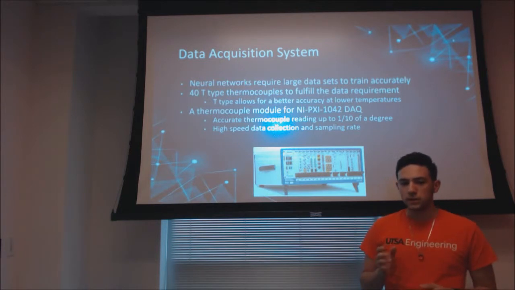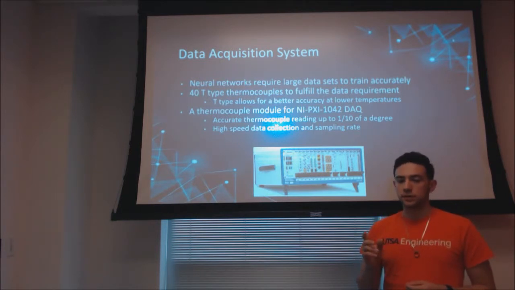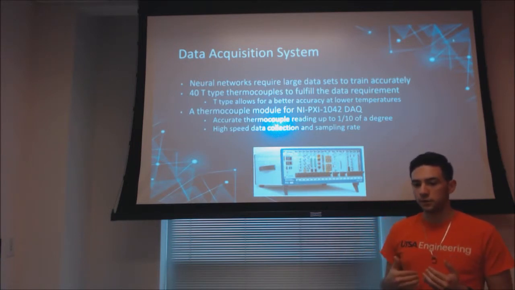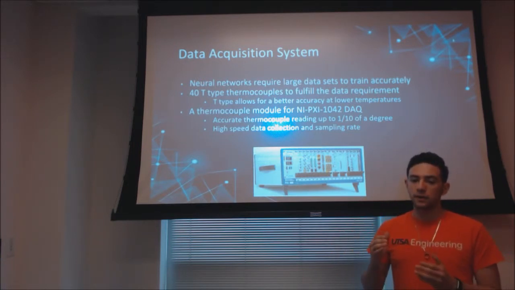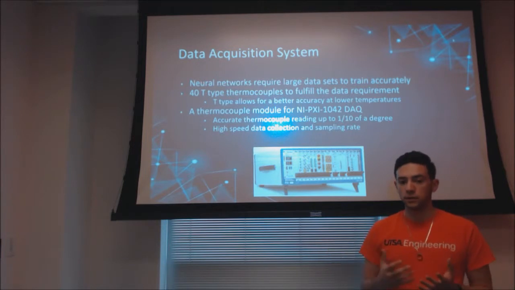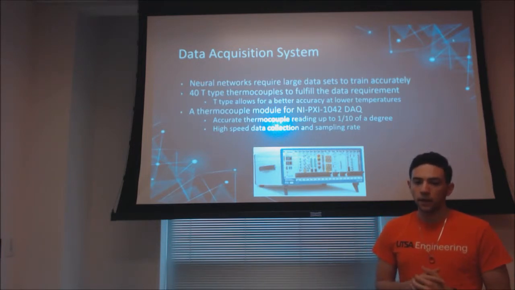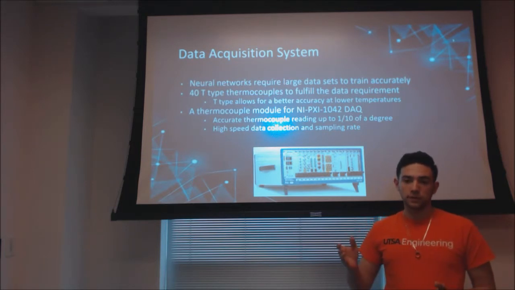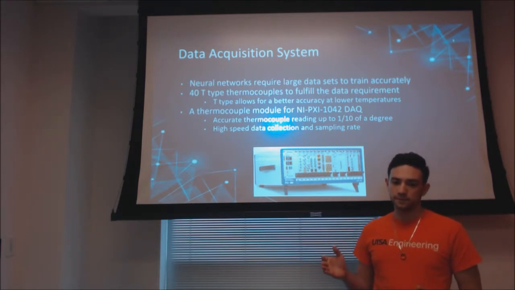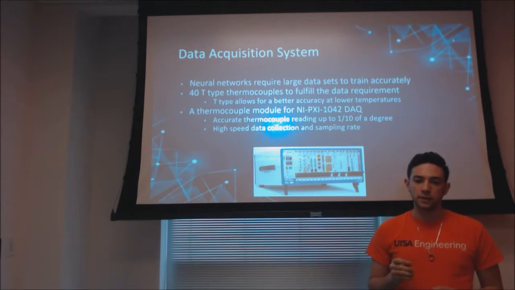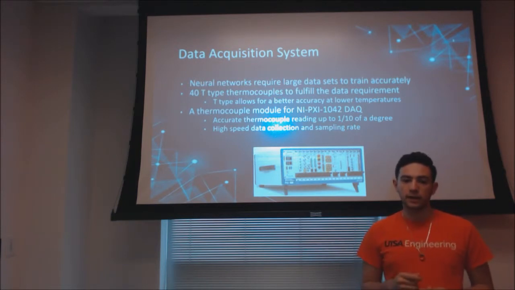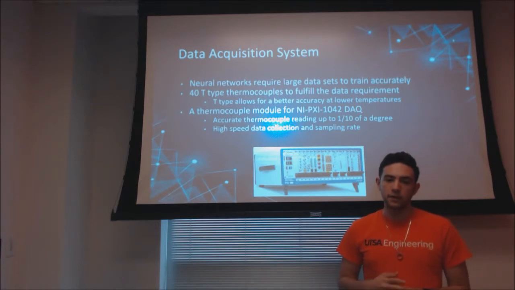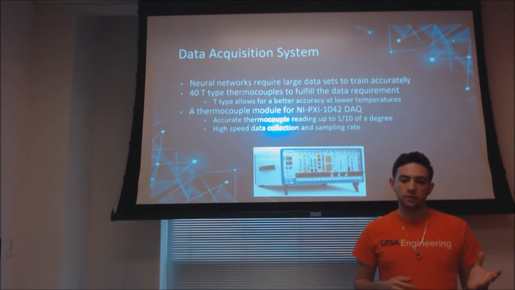We chose to use T-type thermocouples due to the accuracy at low temperatures. Since we require a large amount of data input, we must have a data acquisition device that can read all these inputs at once. For that reason, we plan on using the National Instruments PXI 1042. It has a high accuracy of 1/10 of a degree and has high-speed collection of data and sampling rate. This will be provided by Dr. Jin due to its large cost.